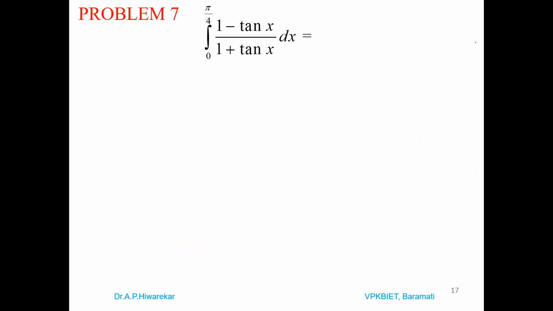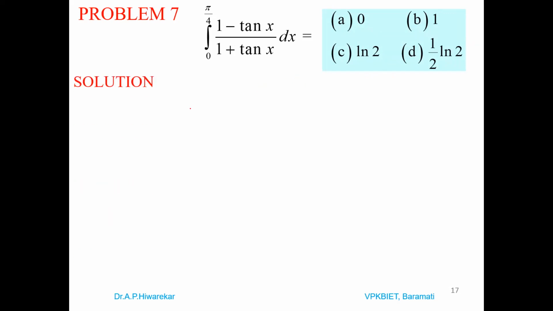The next is integration of 1 minus tan x divided by 1 plus tan x dx from 0 to pi by 4. This is also another question, very simple. Options are given. A is 0, B is 1, C is log of 2, then D is 1 by 2 log of 2.